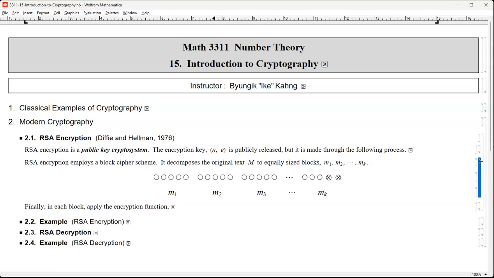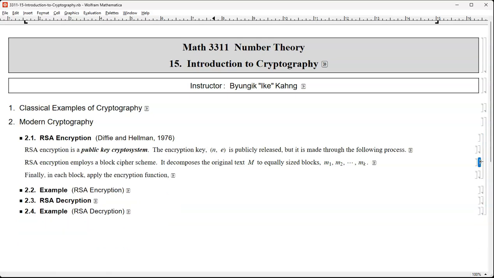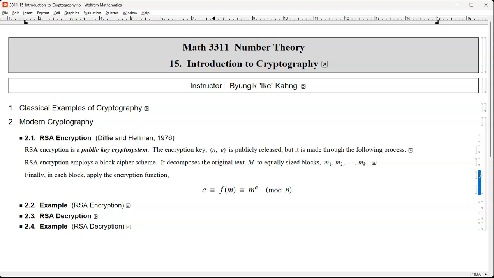Also remember that RSA encryption system is a block cipher scheme, and if you have an original text, say capital M, then we can decompose that into equally sized blocks, M1, M2, M3, Mk, like that. And the last one will include possibly some dummy characters so that we get the same number of elements in this block. And then to each block we apply this encryption function, m to the e power mod n. This is the focal point, and we have to invert this.